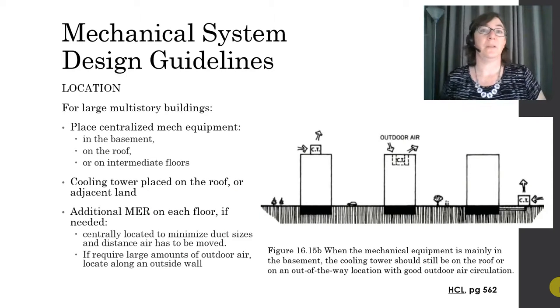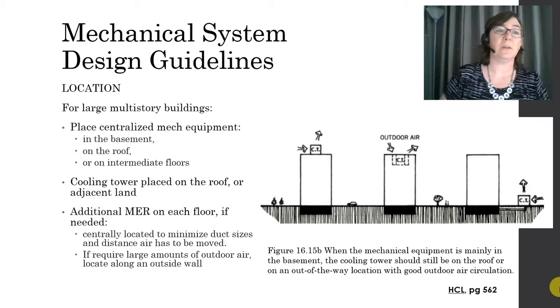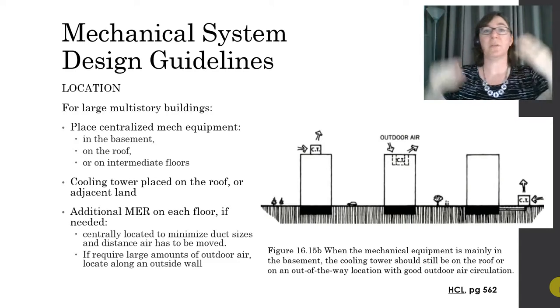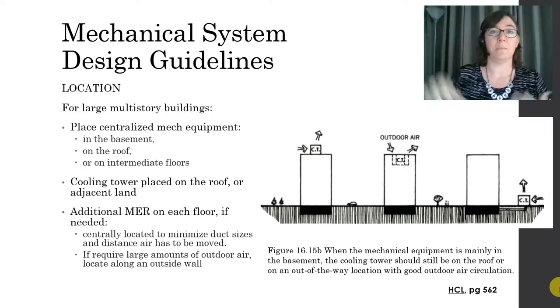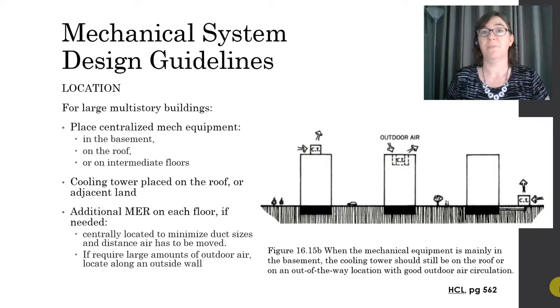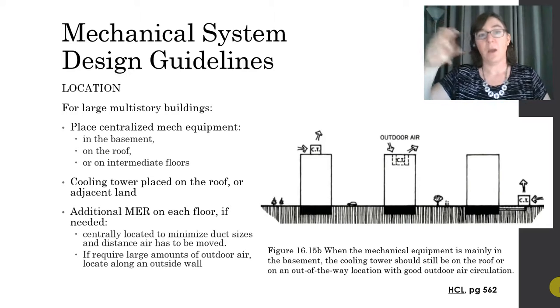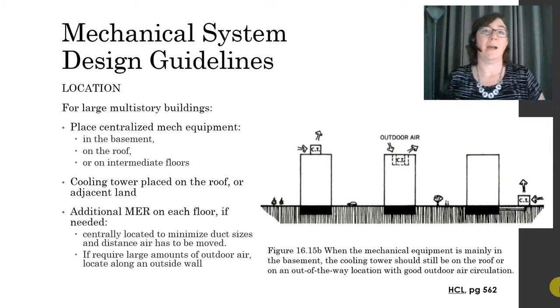For your larger buildings, especially your multi-story buildings, you're going to place your mechanical equipment either in the basement, on the roof, or sometimes there's an intermediate floor that turns into a mechanical room floor, basically. Your cooling tower then will typically be placed on the roof, or if you have somewhere on the site adjacent, it can be at ground level.